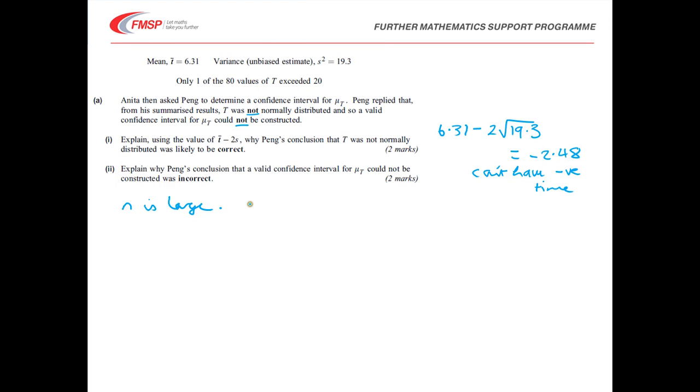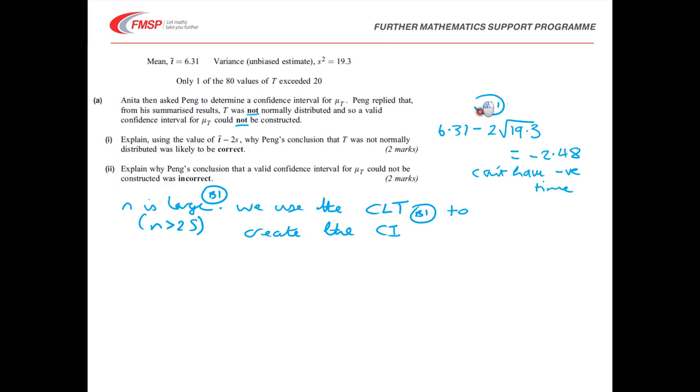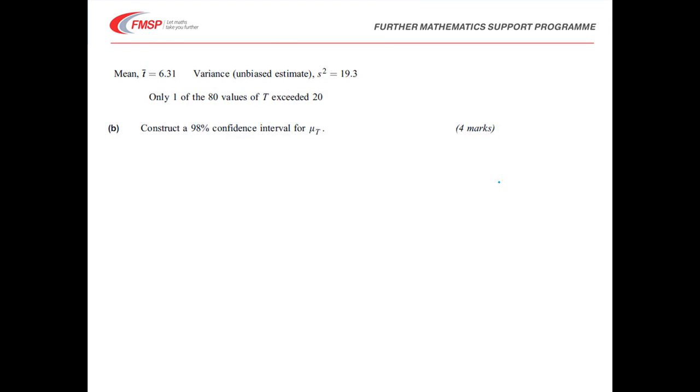What can we use? If n is large, we use the central limit theorem to create the confidence interval. Okay, so when we talk about large, we're talking about greater than 25. So for this second part, you get a B1 for why, and then another B1 for stating the rationale behind that. For the first part, you get B1 for doing the calculation, and then B1 for making some form of statement based on that.